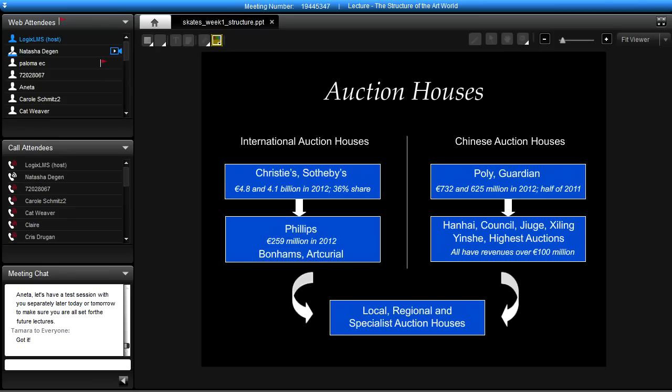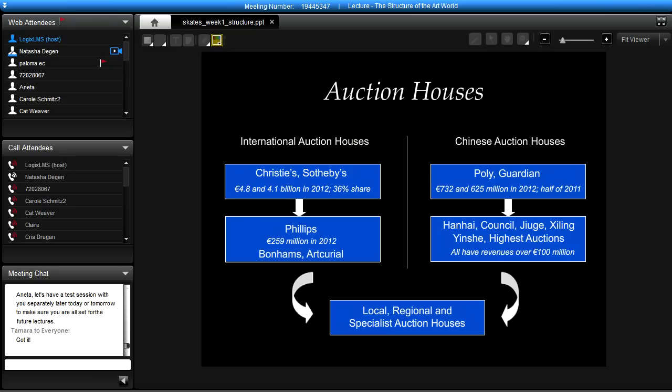Now I want to talk a little bit about Chinese auction houses, which I think is a very, very interesting subject. We talked about internationally how the art trade as a whole is roughly split evenly between auction houses and dealers. This is not true in China. And in fact, in China, the auction houses dominate and have a disproportionate share of the market relative to auction houses elsewhere.